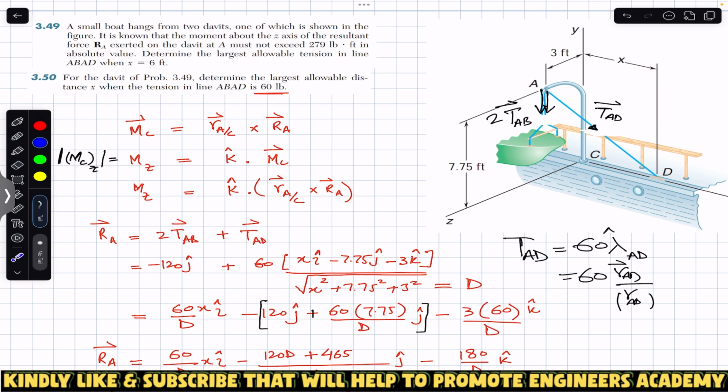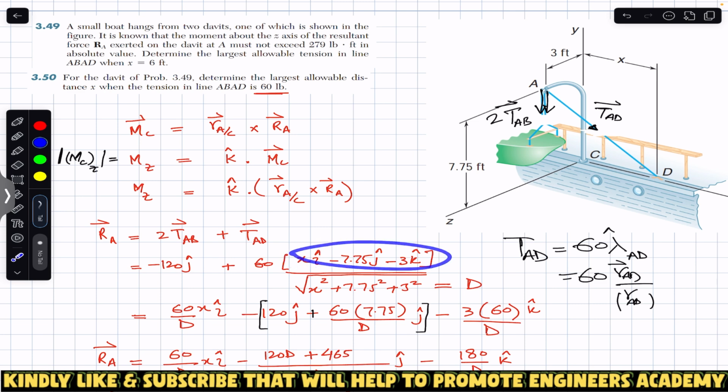So now we can find the position vector from A to D if we start from A and move towards D along the x, y, and z axes. From A, if I travel 3 feet in the negative z, that will be minus 3k, and then 7.75 feet in the negative j, so minus 3k minus 7.75j, I will reach here, and then from here I need to travel x feet in the positive i.